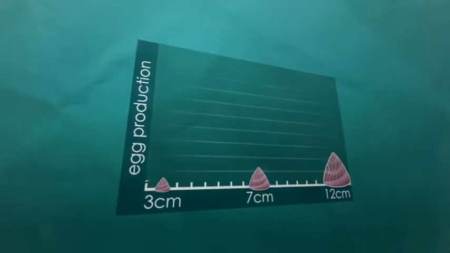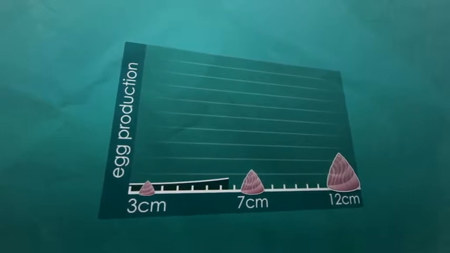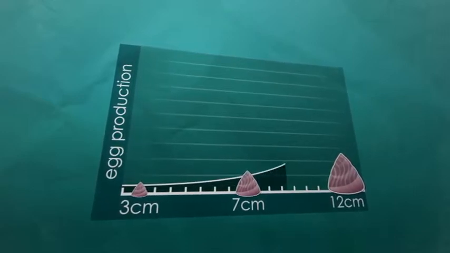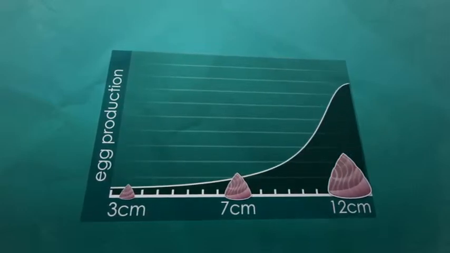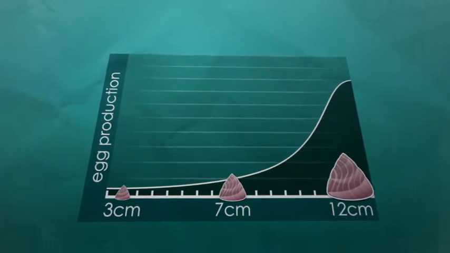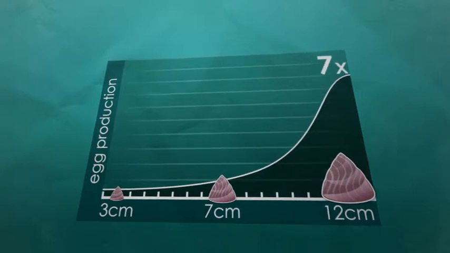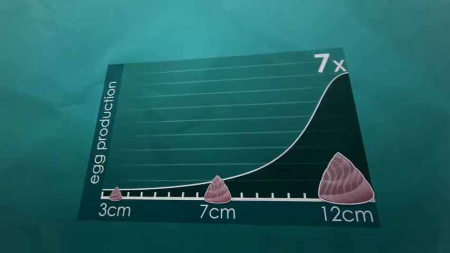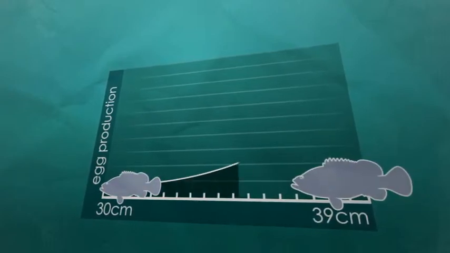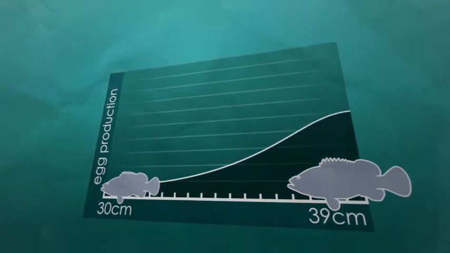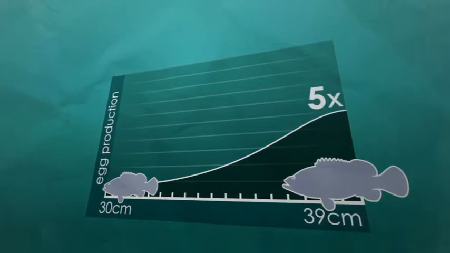A separate point to understand about fecundity is that for many species it changes over time. As an individual grows older and larger, they also become more fecund. For example, a 12 centimetre diameter trochus produces more than 7 times as many eggs as a 7 centimetre trochus. It's the same for fish species like groupers. Scientific studies show that a 39 centimetre female can produce 5 times as many eggs as a 30 centimetre female.